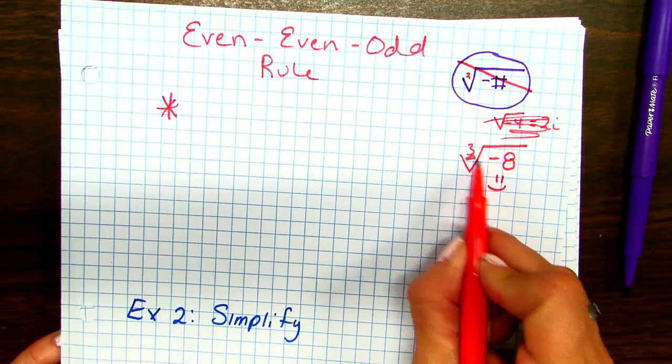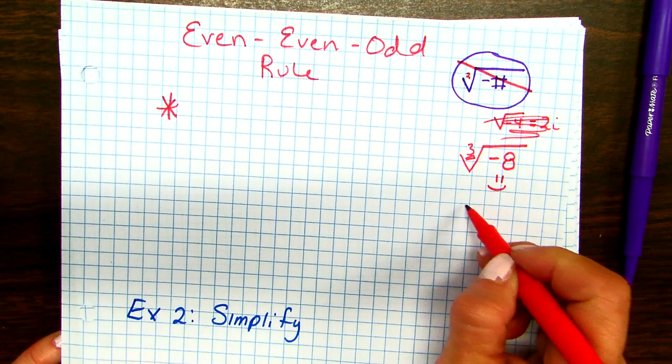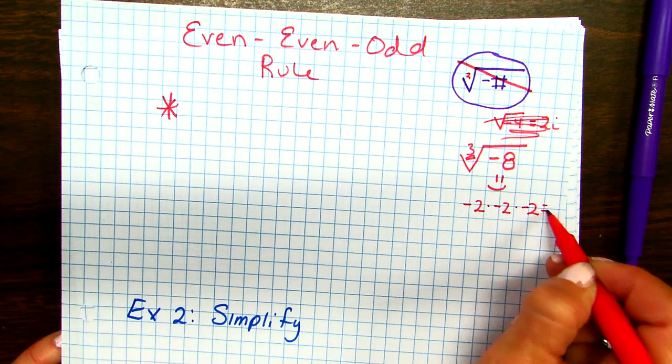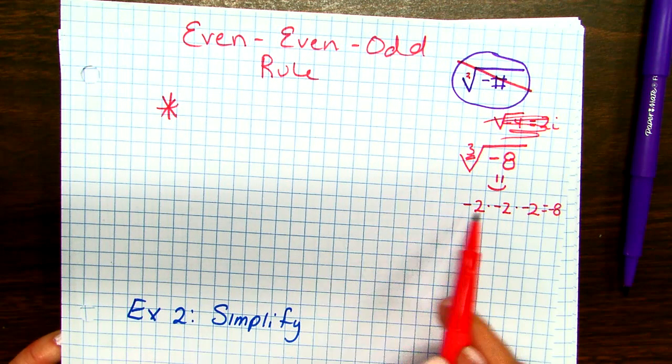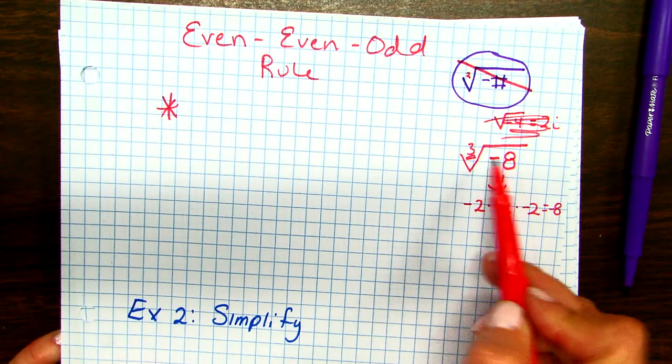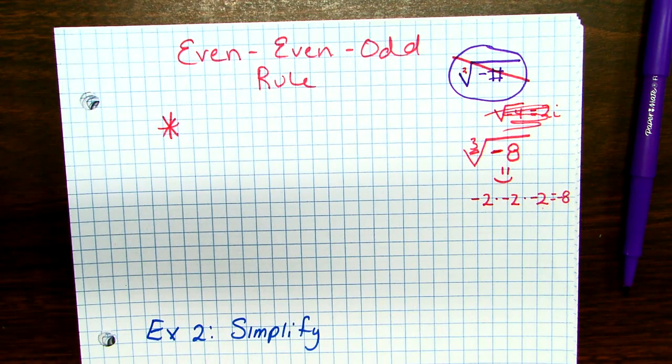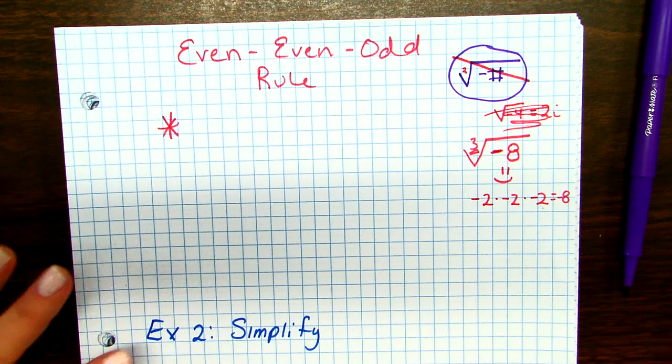The reason we can have a negative under a cube root is because 3 negatives equals a negative. And that's what that means. 3 of the same number multiplied should give us that: -2 times -2 times -2. Okay, so what is this even, odd?